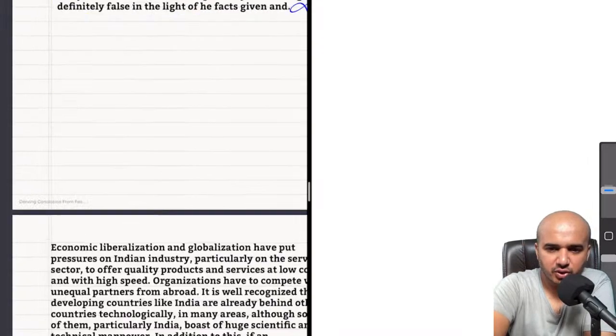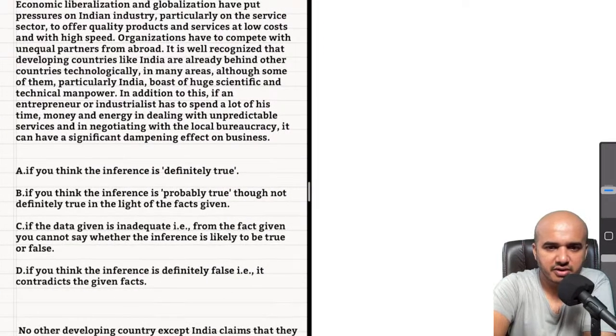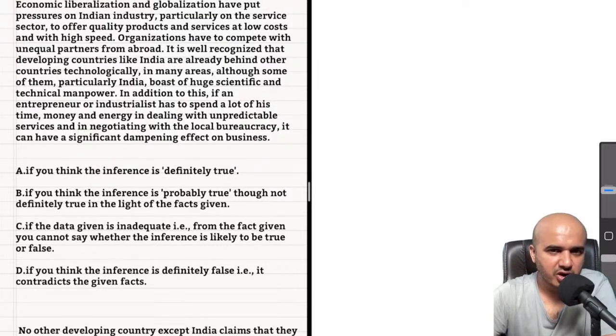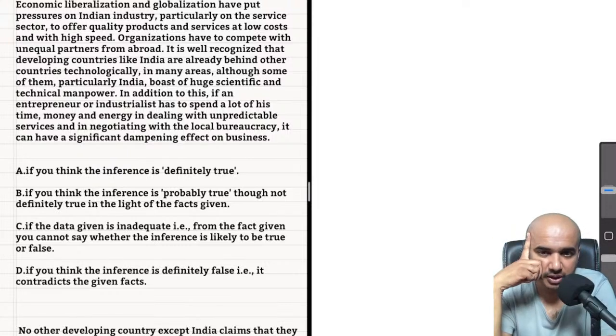Okay, it's a different question now. Let's read this first and then we'll proceed towards the inference. Economic liberalization and globalization have put pressures on Indian industry, particularly on the service sector, to offer quality products and services at low costs and with high speed. What they're trying to say is, because of the liberalization, the service sector is not able to offer quality products and services at low cost and also with high speed.